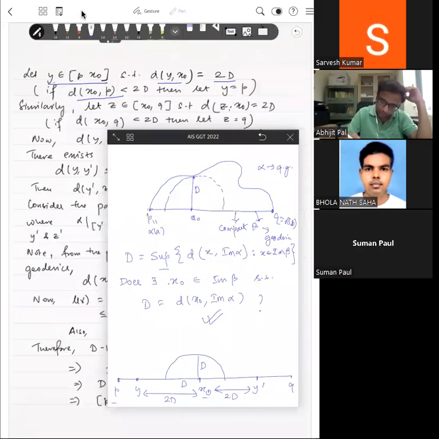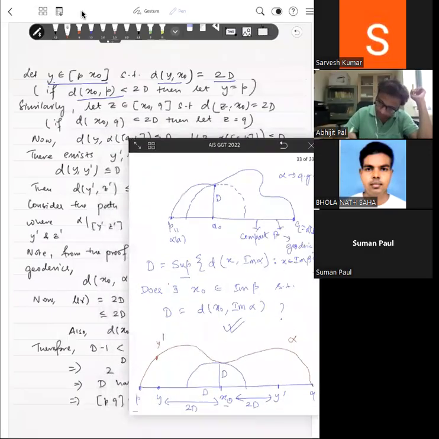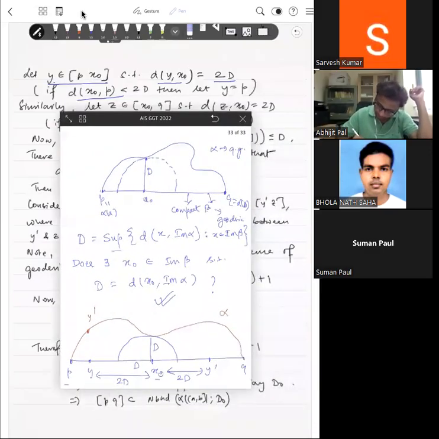Now what we have is this, my quasi-geodesic path alpha. There will exist some Y prime such that, which I have denoted by Z prime. There will exist a point Z prime on alpha such that this distance is at most D. Same thing here: there exists Z double prime such that this is at most D, because D is the supremum.